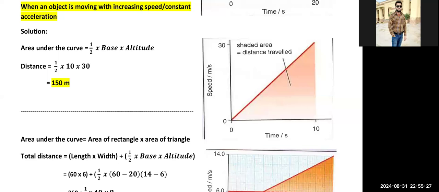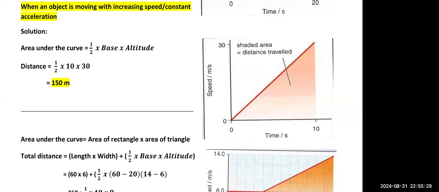Now the second example is when an object is moving with constant speed or with increasing speed or constant acceleration. In that case, your speed time graph will be like that, a straight line. But in the case of the distance time graph, I gave you the lecture yesterday. If you see here distance and here time, and the line is just like that, then it will represent that the body is moving with constant speed.